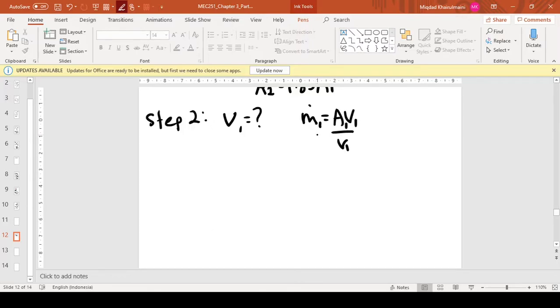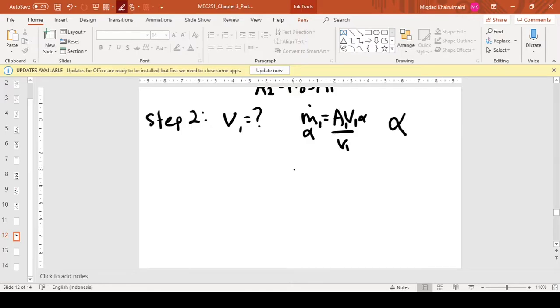We don't have the mass flow rate, so that's one unknown. We don't have the velocity, that's two unknowns. When we have two unknowns but only one equation, automatically this equation cannot be used.